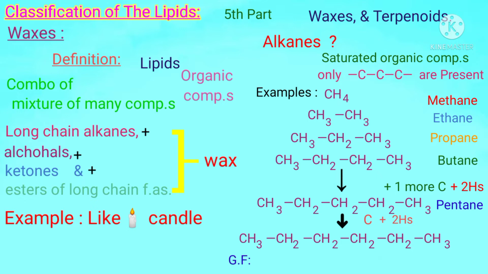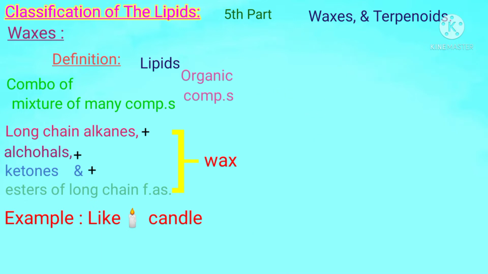Because students, the general formula of an alkane is CnH2n+2. By following this general formula, students, all the alkanes are made, where n is a number like 1, 2, 3, 4, and so on. Students, I hope now you have truly understood about the waxes and the alkanes. Next, we shall study the functions, the importance of the waxes.